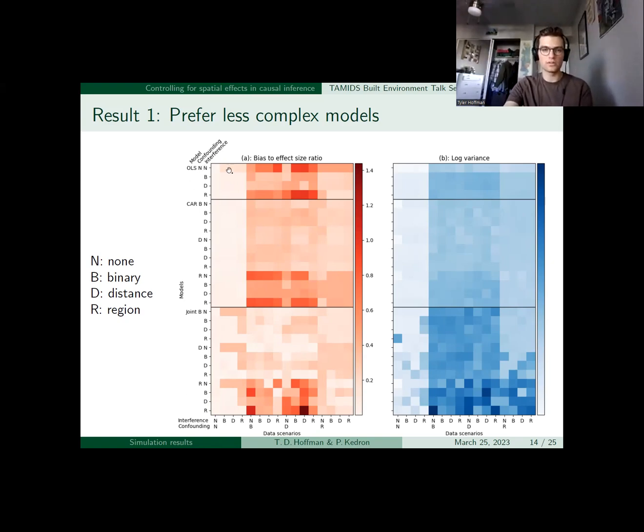So these models get more and more complicated as we go down the y-axis. The OLS is a pretty straightforward model. The CAR model starts to get more complex, and the joint model involves multiple CAR terms in order to more flexibly analyze spatial structure. Just from looking at the right plot here, we see that the log of the posterior variance of our treatment effect increases generally as we go down the plot. And that very simply says that we're getting more and more imprecise in our estimates, because our uncertainty around the true treatment effect is growing as we go forwards.